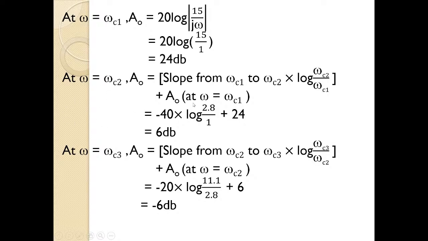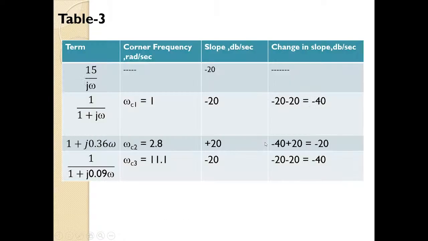So A naught at omega equal to omega C1 is 24. Just simplify this, you will get 6 decibels. Similarly, substitute omega equal to omega C3. A naught equals the slope from omega C2 to omega C3. What is the slope from omega C2 to omega C3? It is minus 20.